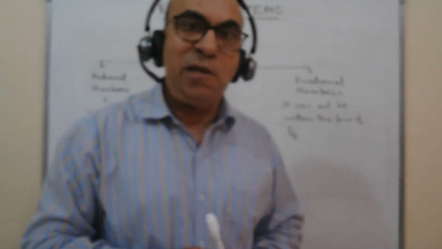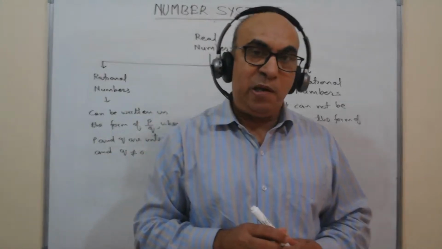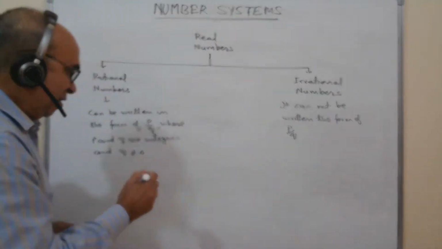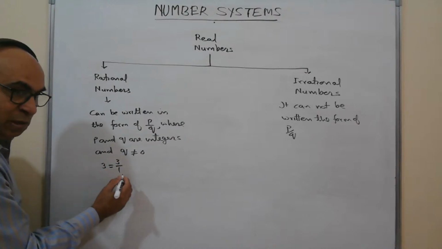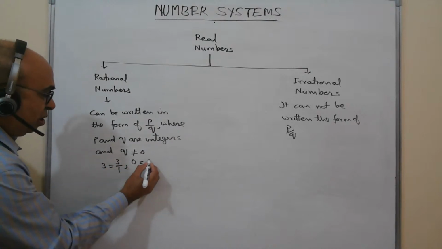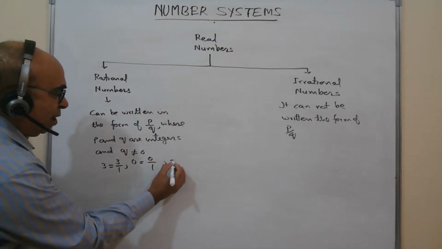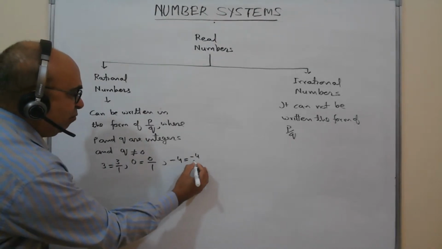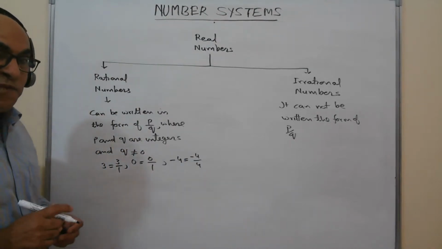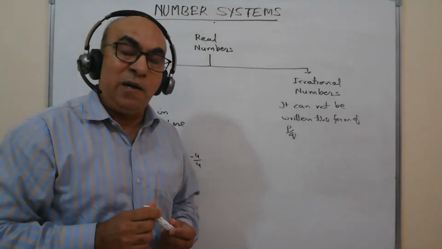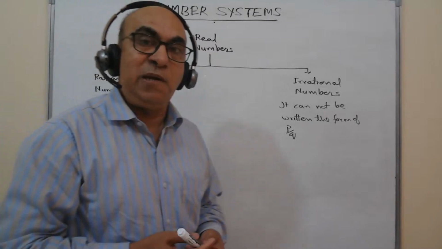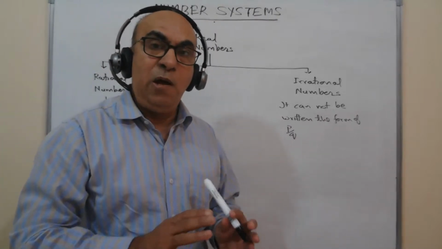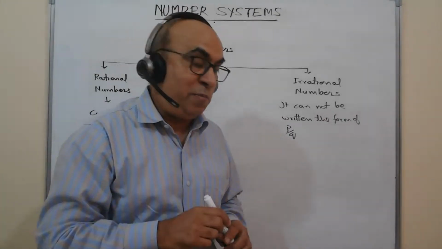Like all integers we can write in the form of P by Q. For example, if I write 3, it can be written as 3 by 1. If I write 0, it is 0 by 1. If I write minus 4, this is minus 4 by 1. So now we can say all integers are rational numbers. All integers can be written in the form of P by Q. That's why all integers are rational numbers.